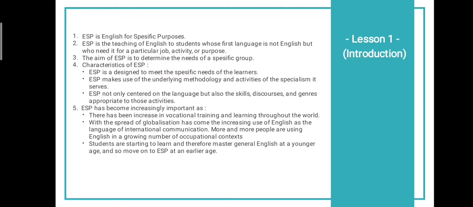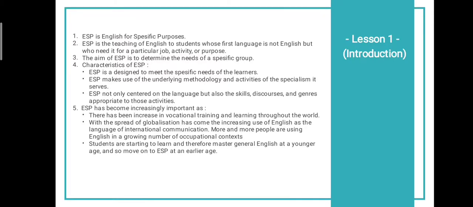The characteristics of ESP, we have 3 points. The first point is ESP is designed to meet the specific needs of the learners. The second point is ESP makes use of the underlying methodology and activities of the specialism it serves. And the third point is ESP is not only centered on the language but also the skills, discourses, and genres appropriate to those activities.